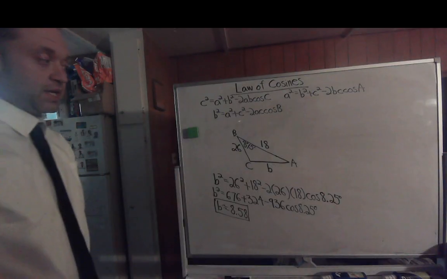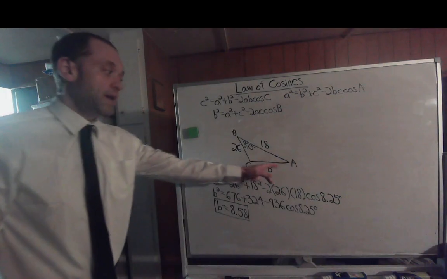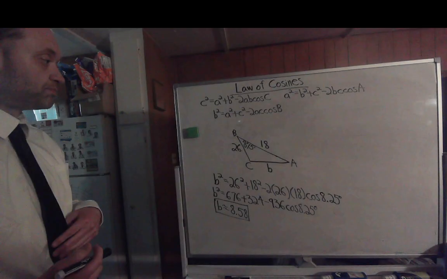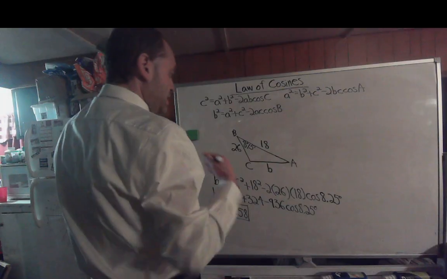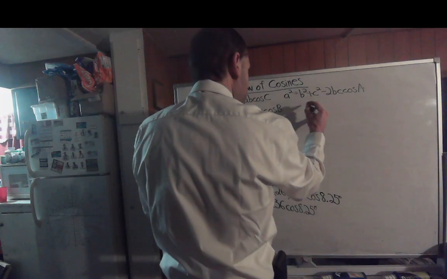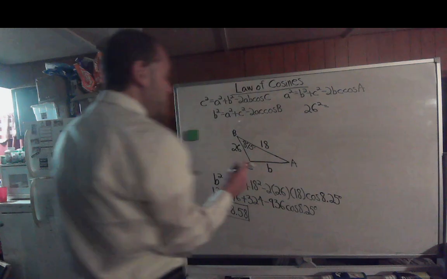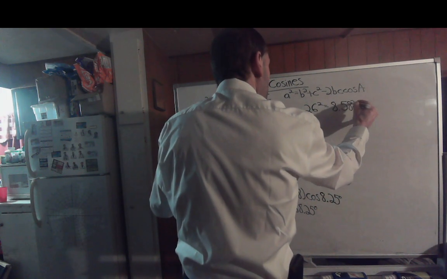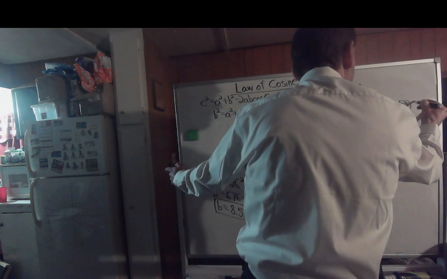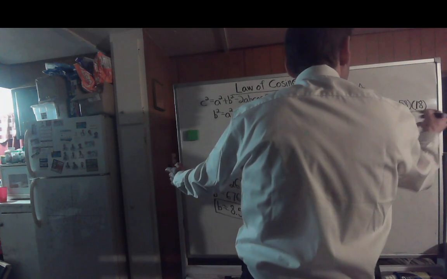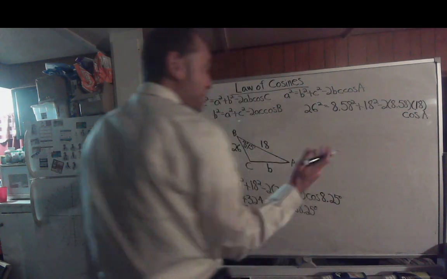Now we still have 2 other angles we got to solve for. Personally, I'm going to vote we solve for angle A. Go in alphabetical order. So since we need to find angle A, let's use the formula that involves angle A. So that'll be our A squared, which would be in this case 26 squared, equals B squared, which would turn out to be 8.58 squared, plus the C squared, which is 18 squared, minus 2 times B, so that'd be 2 times 8.58, times side C, which was 18, all that times the cosine of A. And yes, we're going to end up having another inverse cosine.